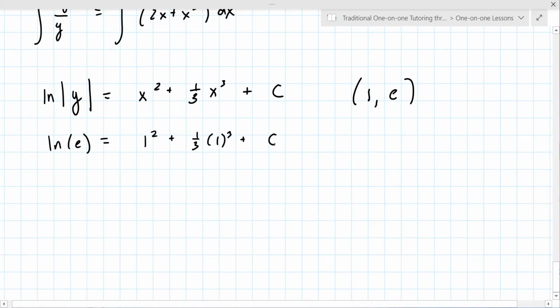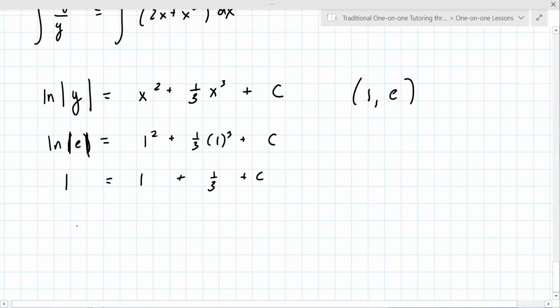Oops, cubed, plus c. Isn't the e in absolute value? It is, but e is positive, so you can take those away. Oh, so then ln e is 1. Yes. Okay. 1 equals 1 plus 1 over 3 plus c.